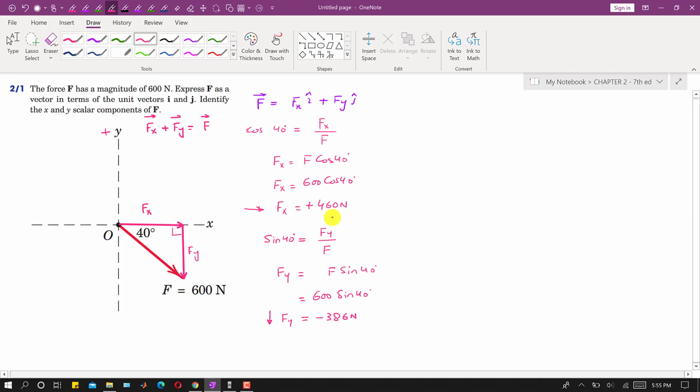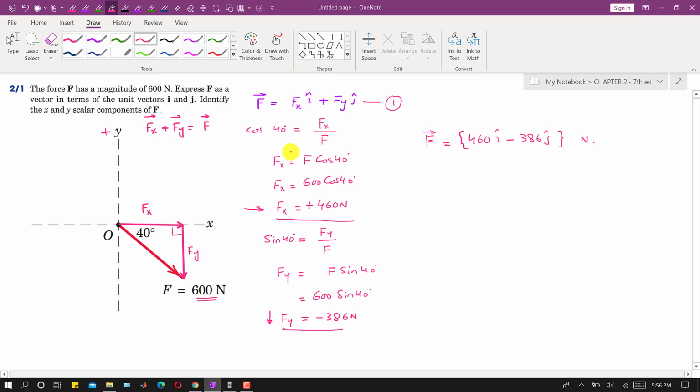Now these are the scalar components. Fx and Fy are the scalar components of this given force, which is 600 Newton. To write this force F in terms of unit vectors i and j, we have to put Fx and Fy in this equation. Let's say this is equation 1. So we can write that force F in terms of i and j equals Fx, which is 460 i, plus Fy is negative, so I will write minus 386 j, and the units of this force are newtons.